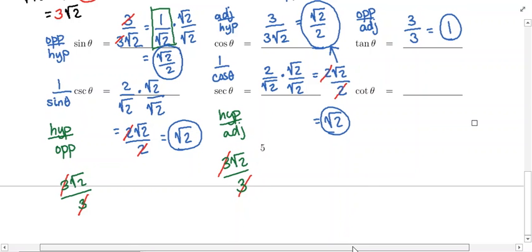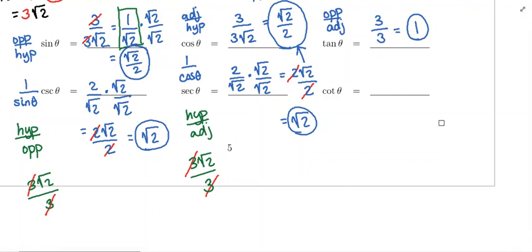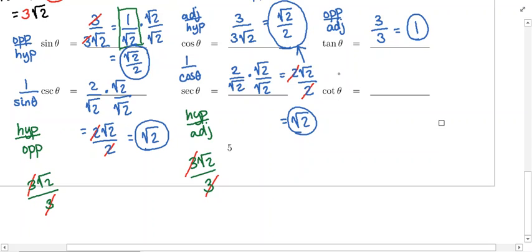All right. Final one here, the final ratio is the cotangent of theta. We know that's 1 over the tangent of theta. So all we need to do is go to the tangent and flip it. 1 is the value of the tangent here. So remember, this is 1 over 1. If you flip that fraction, you're still going to get 1 over 1, or 1. So the cotangent is also going to be 1.